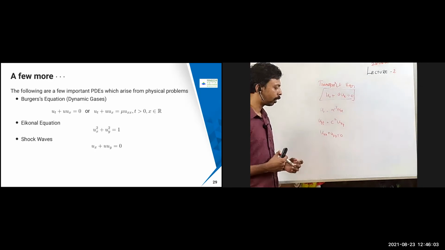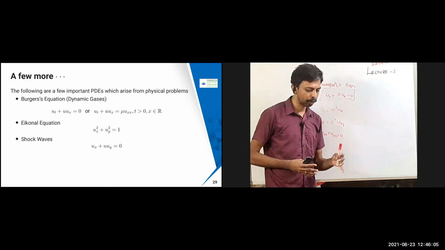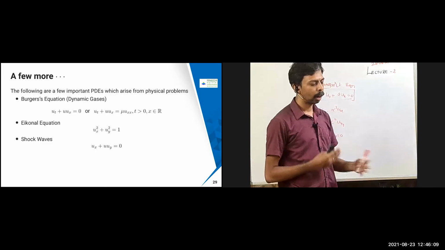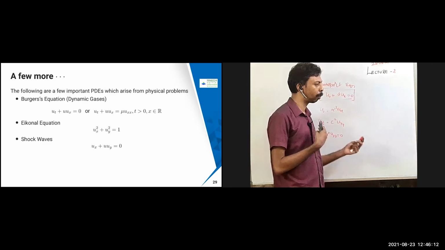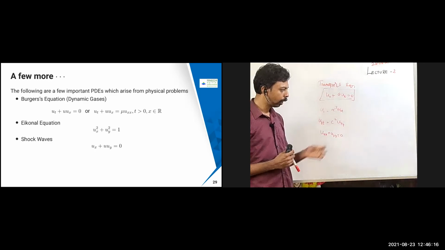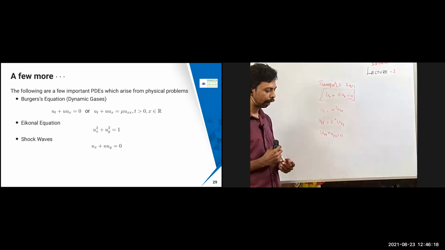The Nyquist equation, which is used, for example, if you are in traffic or walking in a street, to describe how the crowd is going to follow the path, etc. Those things you can derive from the Nyquist equation. Then shock waves, again, we'll discuss that in detail in this course.